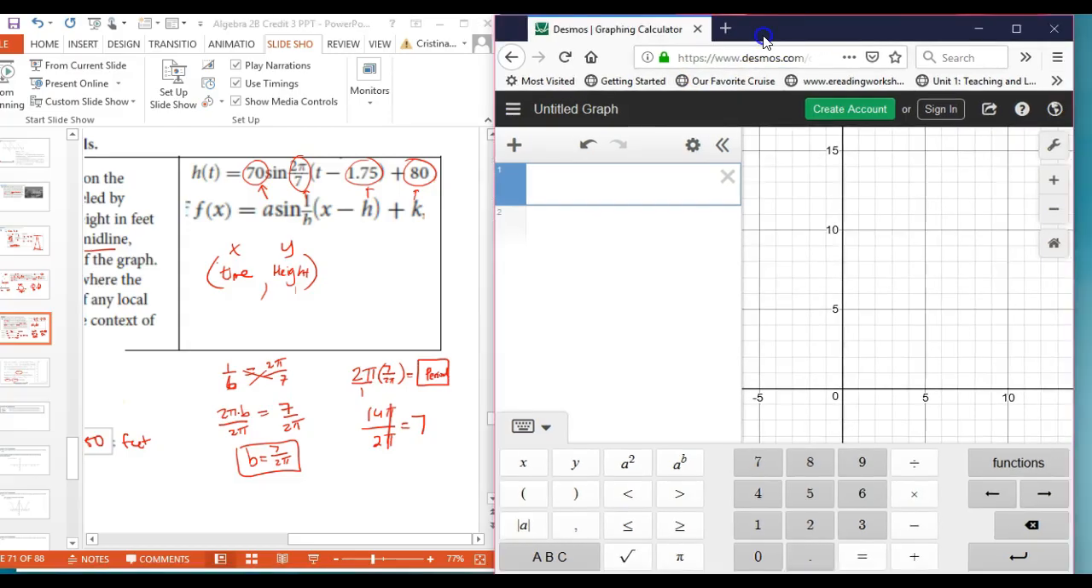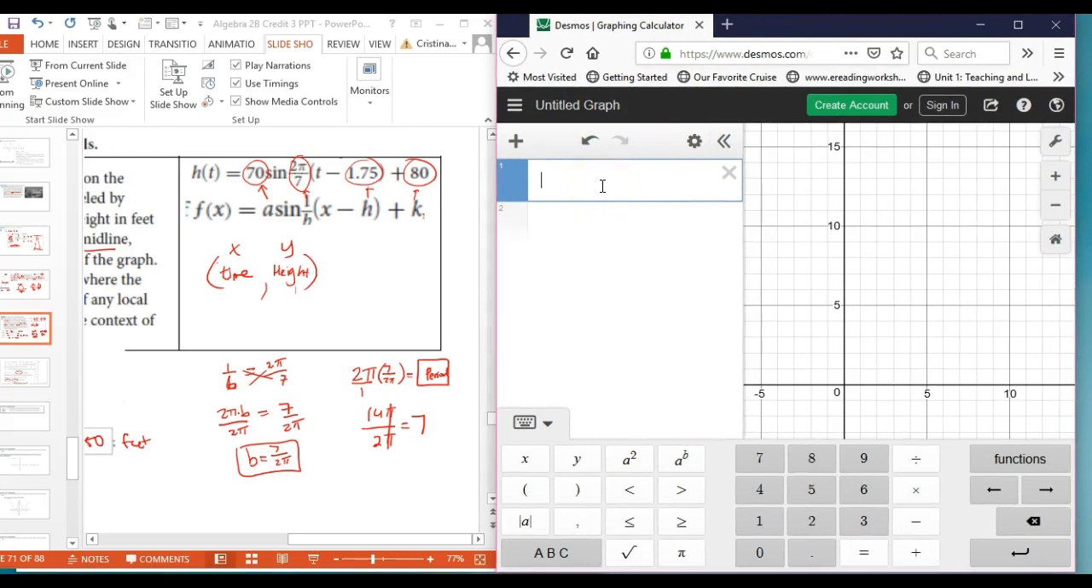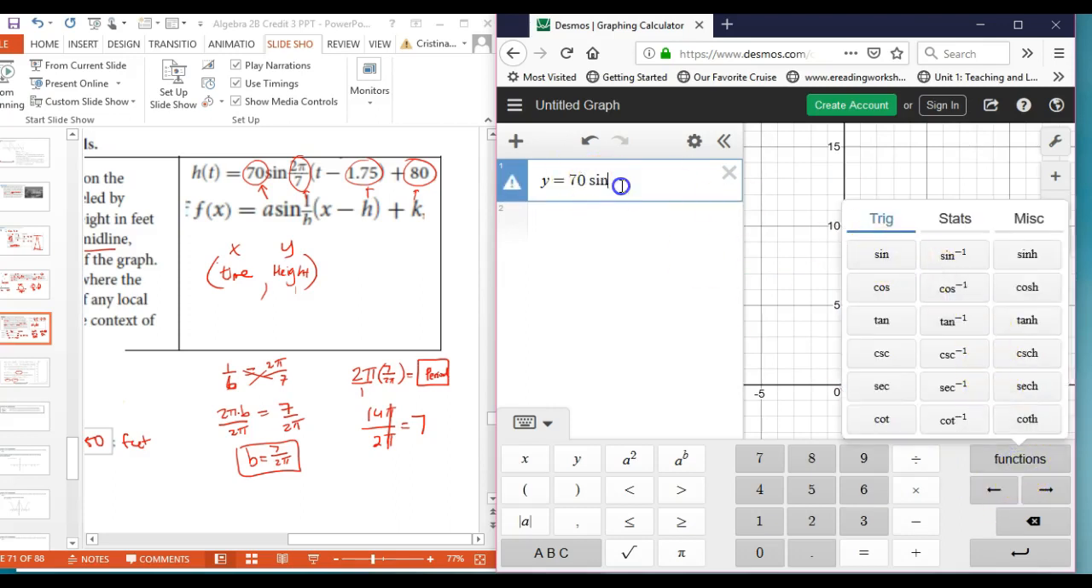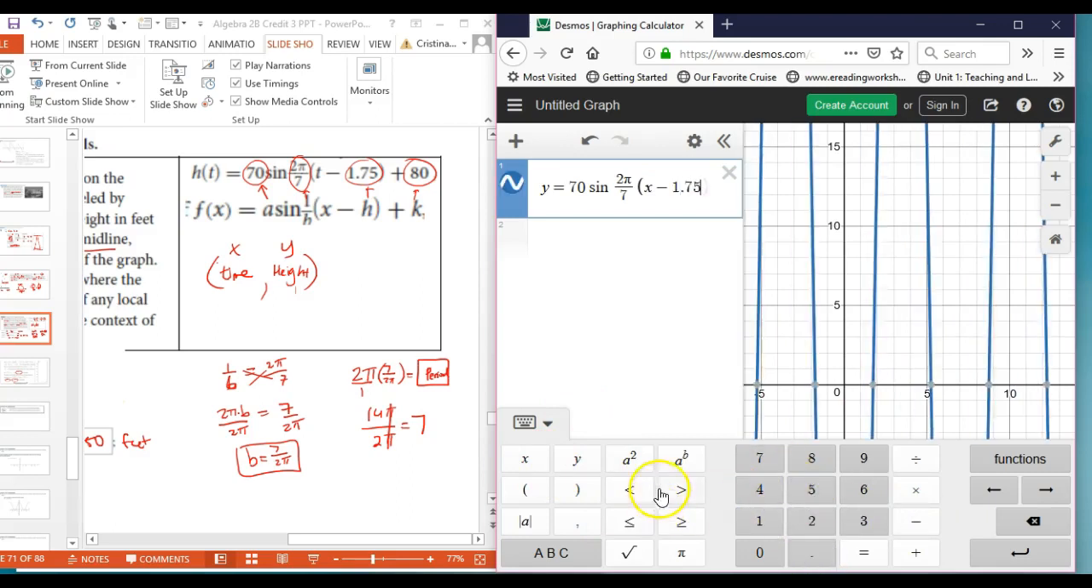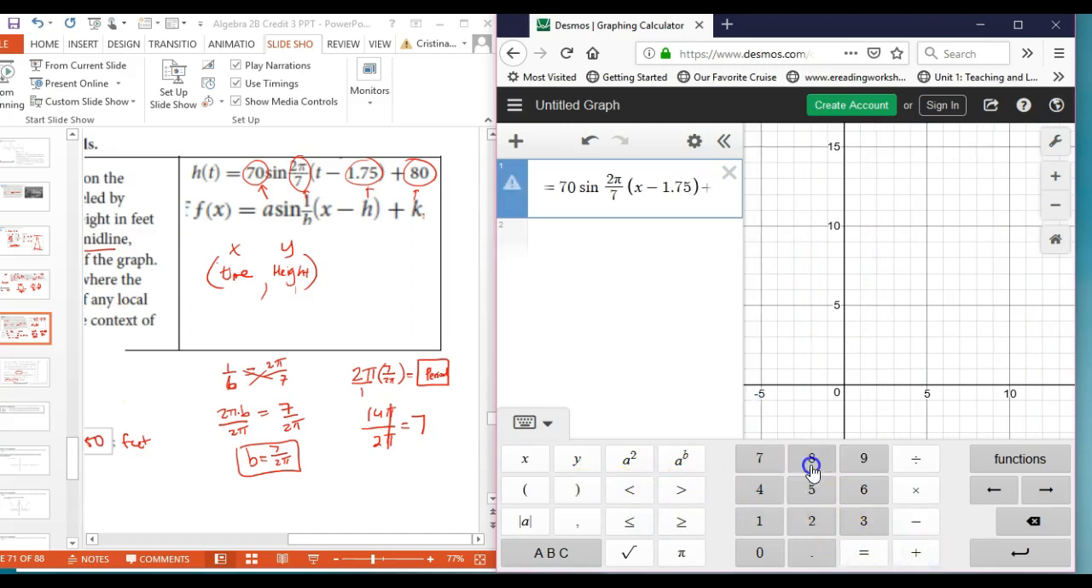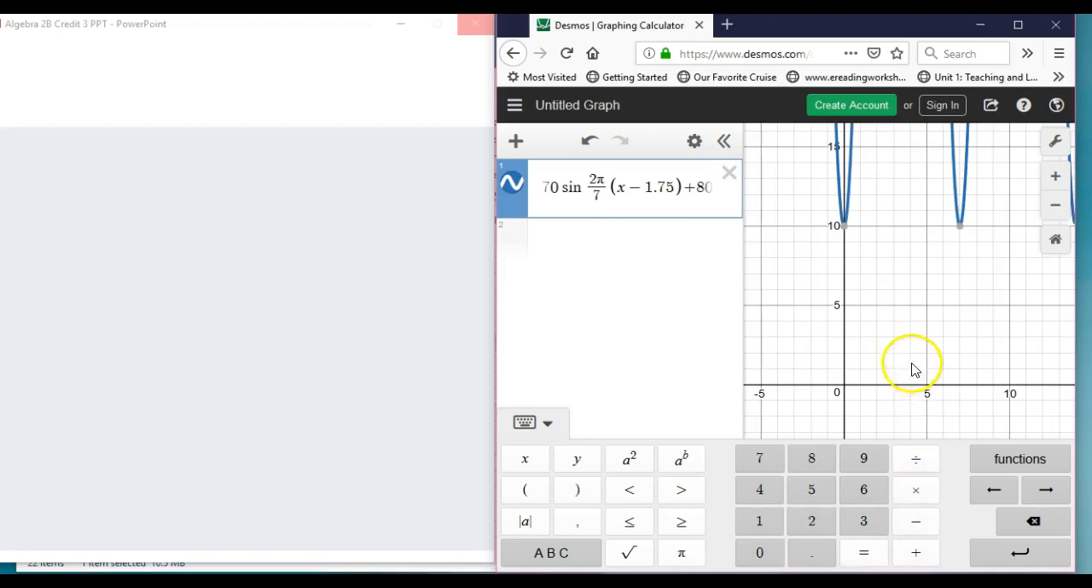Alright, now that we have our decimals calculator up, let's go ahead and type in y equals 70 sine. Now you can write it or you can use the function key and find sine. We're going to write in 2 pi. Now since I only want to make that a fraction, I'm going to highlight 2 pi and write divided by 7. I'm going to put parentheses. Instead of t, I'm going to write x minus 1.75, close the parentheses, plus 80. Wow, that was a lot.